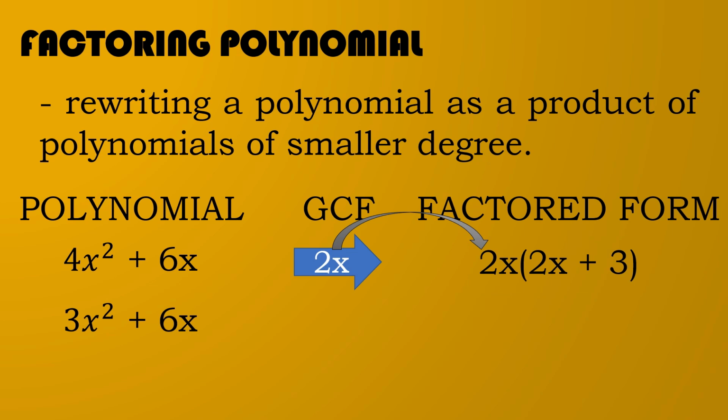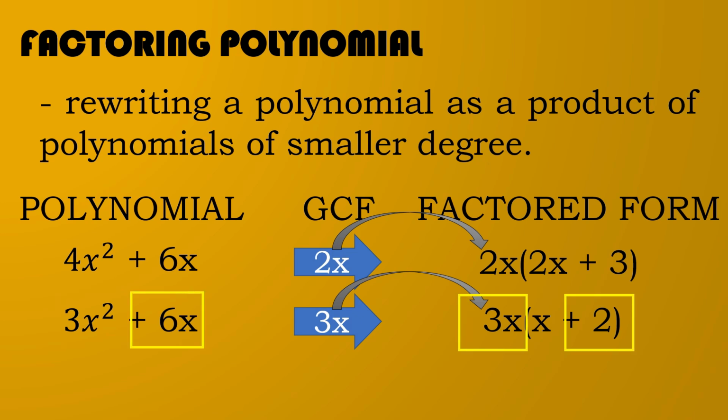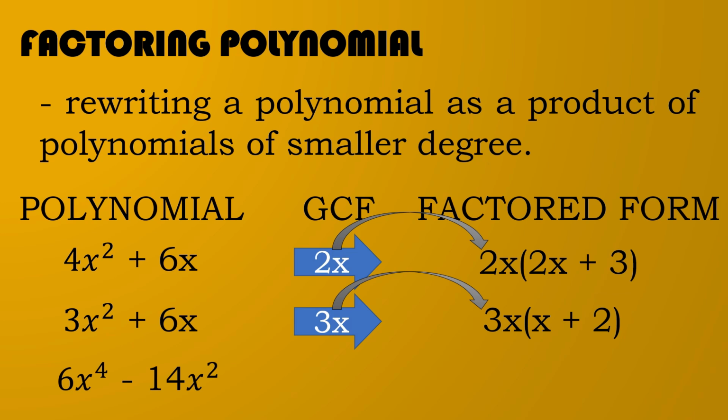Another example, 3x squared plus 6x. The GCF is 3x. Using GCF and distributive property, we can express it as 3x times quantity x plus 2. Let's check. 3x times x is 3x squared. And 3x times 2 is 6x. This means our answer is correct. Good job!